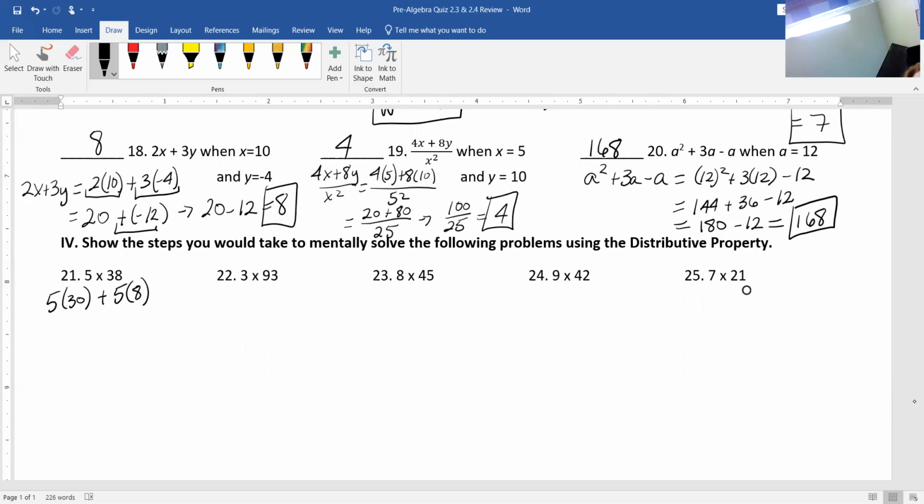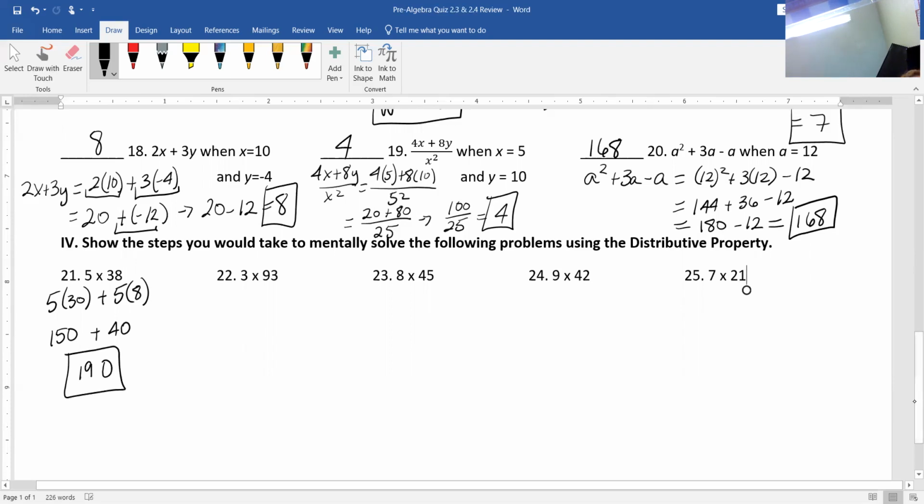Okay, so then you just solve these. So 5 times 30 is 150, and then 5 times 8 is 40. So again, you already have that 0 on the end. So you're really just doing 15 plus 4, which you know is 19. So your answer is 190. So that's what I'm asking for you to show me on these problems. What are the steps that you do mentally, which is essentially the distribution property.